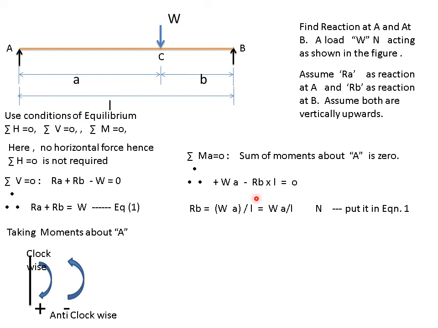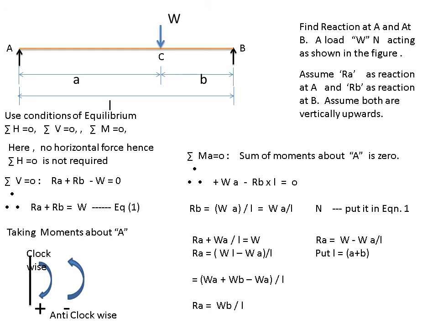Therefore RB is equal to, if I rearrange the terms, WA divided by L. So RB is equal to WA by L in newtons. Once I get RB, I can put this value in equation 1. So I get RA plus WA divided by L is equal to W. Again rearrange the terms. Here RA is equal to W minus WA divided by L.